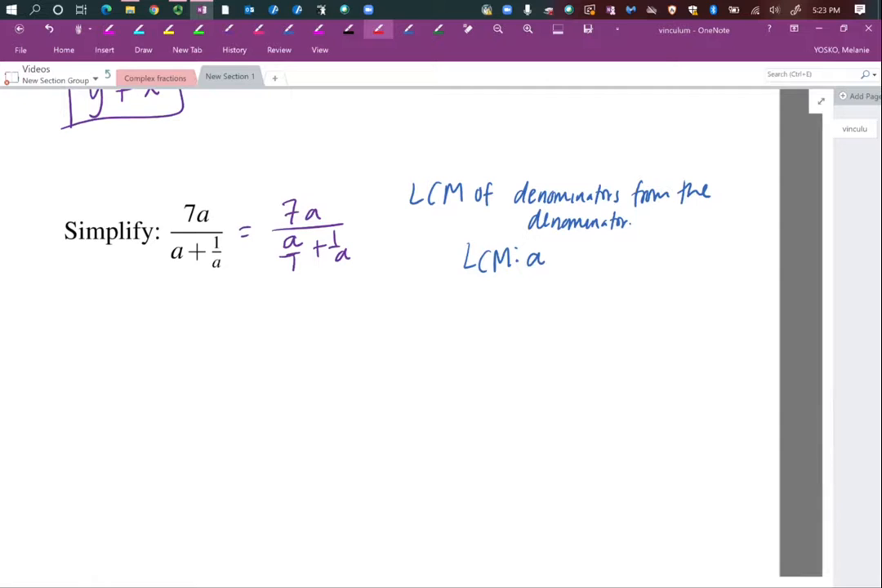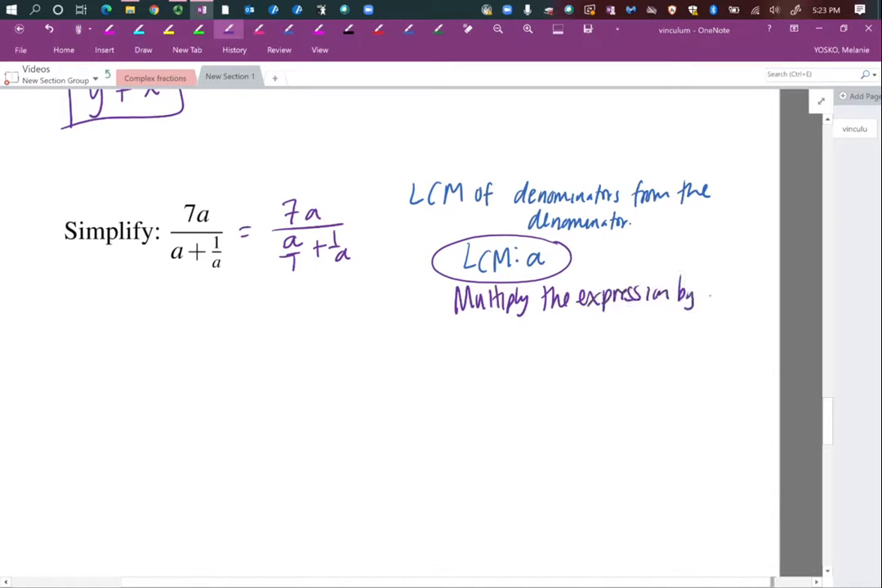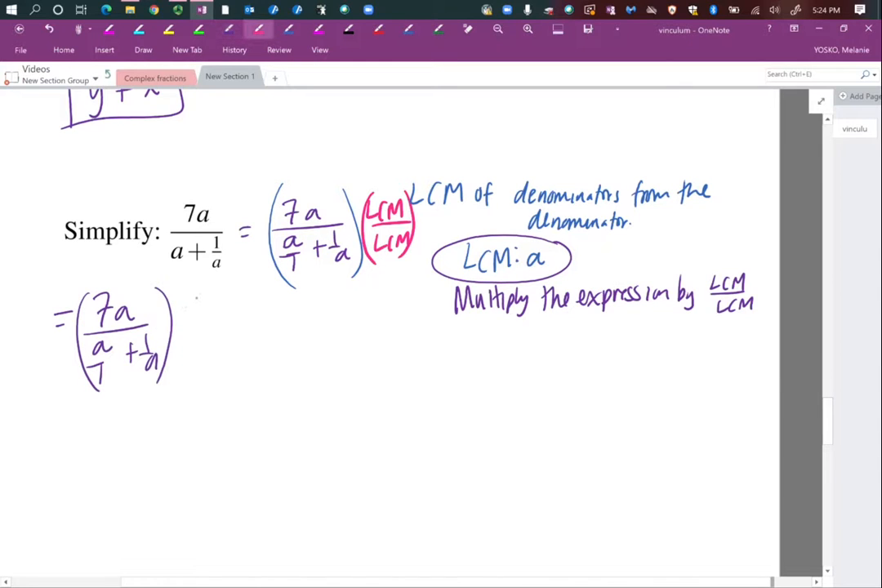So we're going to multiply through the same way we did in the previous example. We are going to multiply the expression by that least common multiple over the least common multiple, which is a over a. So we're going to do this, least common multiple, least common multiple. Okay, so we have 7a, a over 1 plus 1 over a. We're multiplying all of that by a over a. And then we're going to multiply the numerators and the denominators.